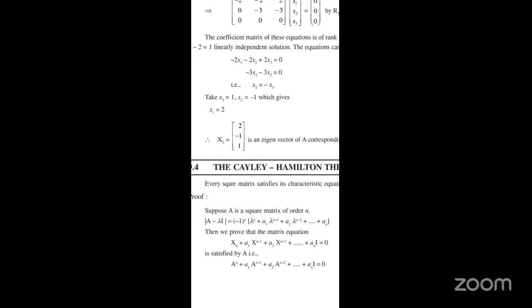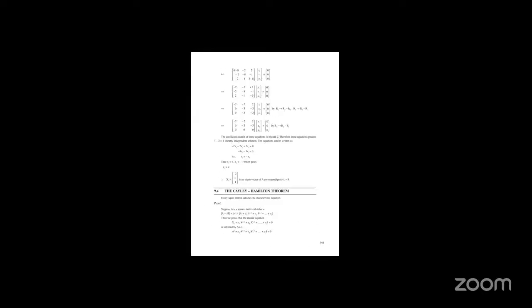See this proof. One of the important theorems is there, that is the Cayley-Hamilton theorem. Okay, see this one. What is the statement? Every square matrix satisfies its own characteristic equation. So the characteristic equation is represented as determinant of A minus lambda I equal to 0.